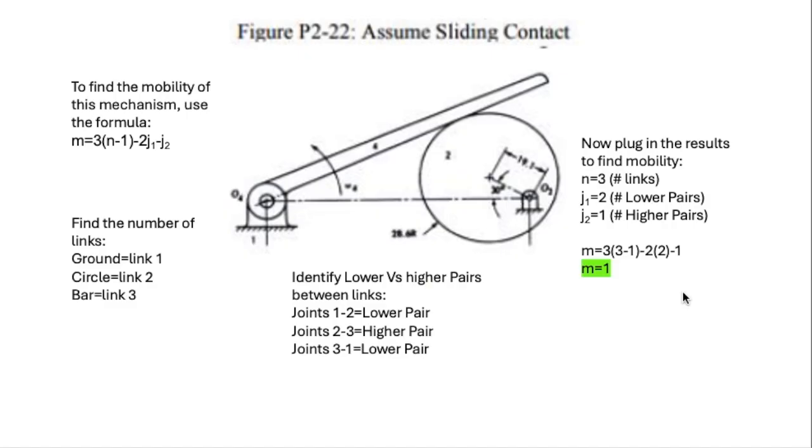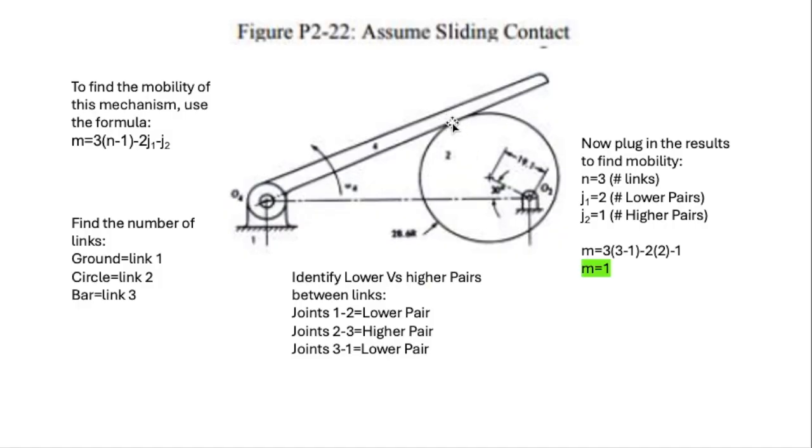Here you see your first higher pair. Okay, so where is your higher pair? You have three links. It's this bar, this circle, and then the ground. Those are your three links. And then your pairs are, well, your first pair is between the ground and the circle, the ground and the bar, and then there's a third joint between the bar and the circle.